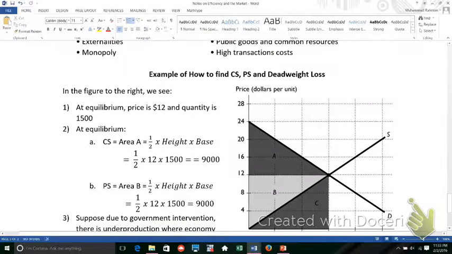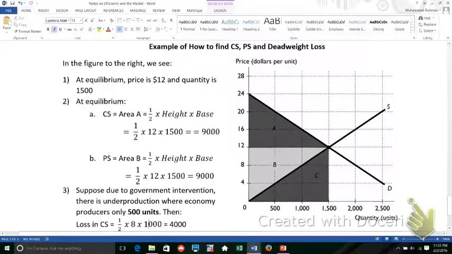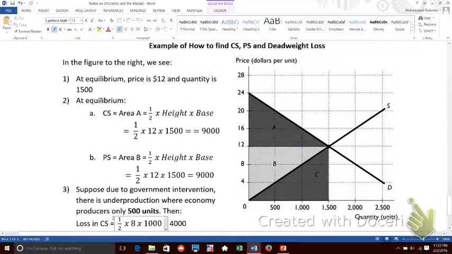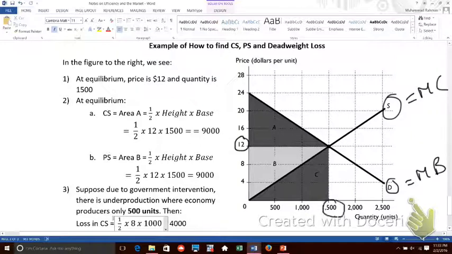The example that we're looking at is a classic one. Notice that this is a market equilibrium model. You have the demand curve, you have the supply curve. Remember, supply is marginal cost. You have the demand. Remember, this is marginal benefit. You can see clearly that the market equilibrium price is 12 and the market equilibrium quantity is 1500.